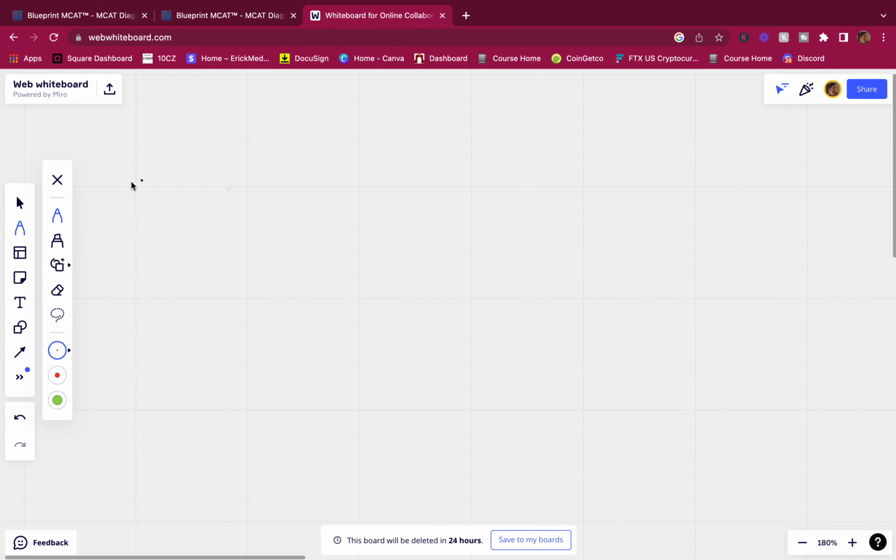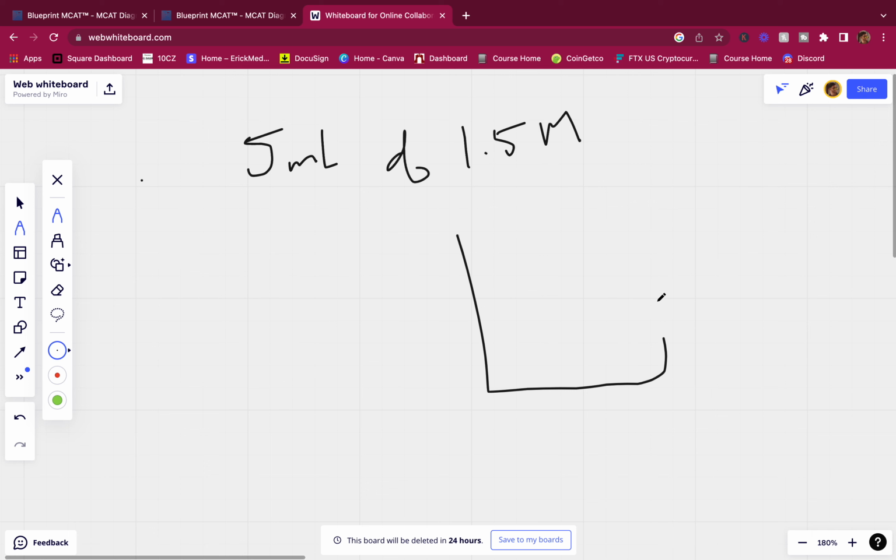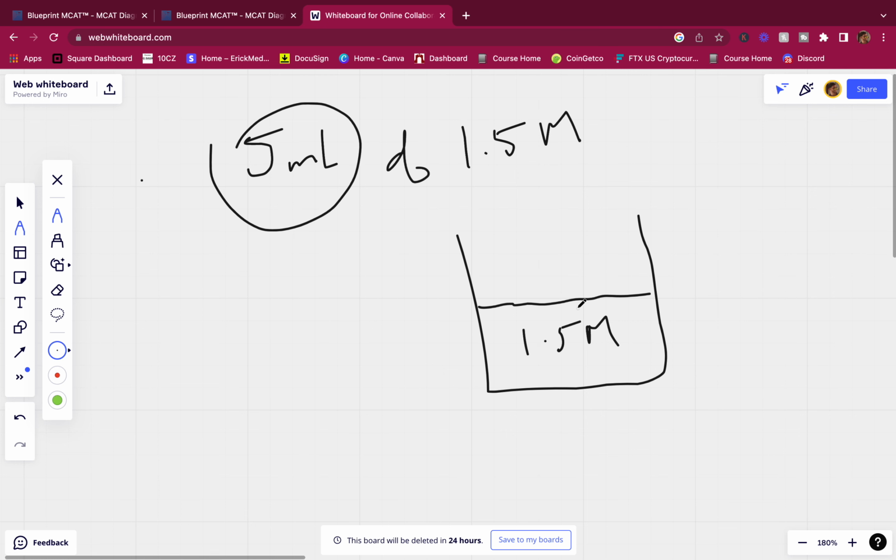I'm going to write this out because that could seem a little confusing. So this is what they want: 5 milliliters of a 1.5 molarity solution. Think of it like this, guys. This is a beaker here, and it has a solution. Let's say it's acetic acid or something like that. Well, that's actually compound X. So this is a 1.5 molarity solution of compound X. They want 5 milliliters of this solution here.